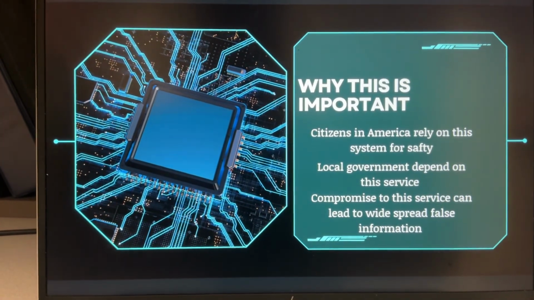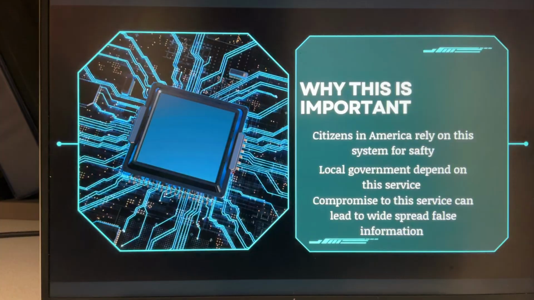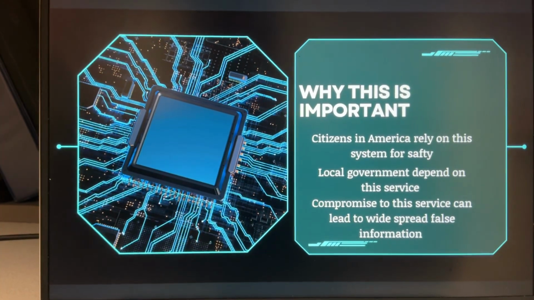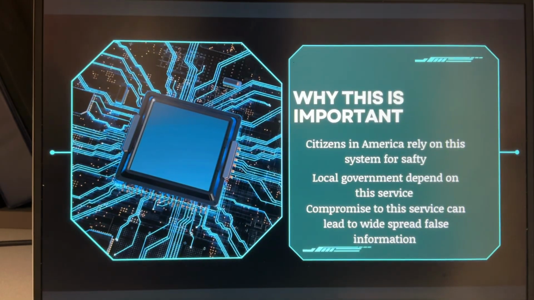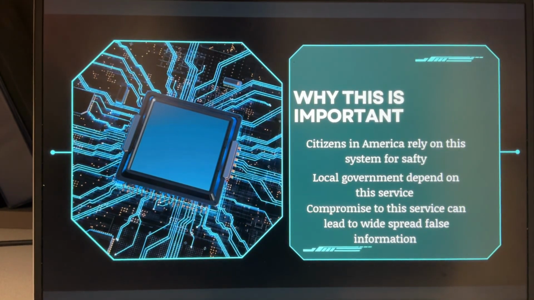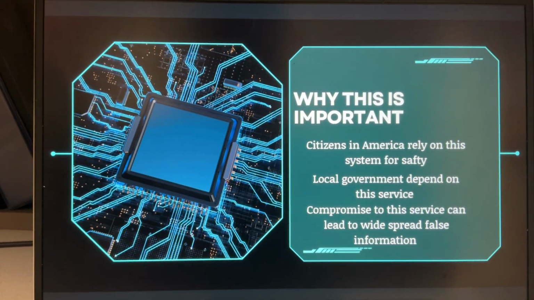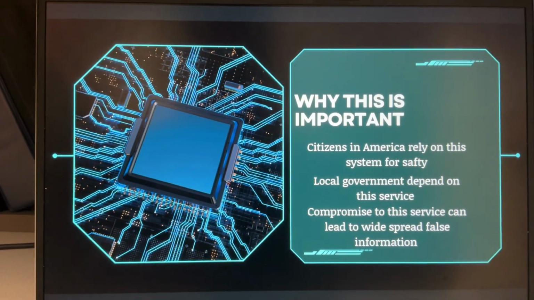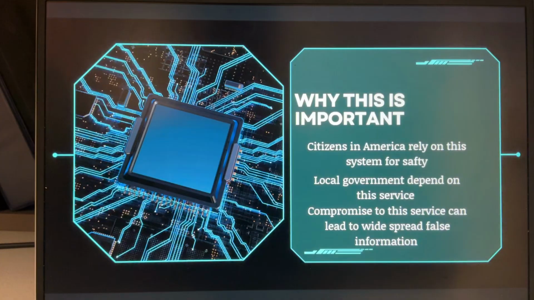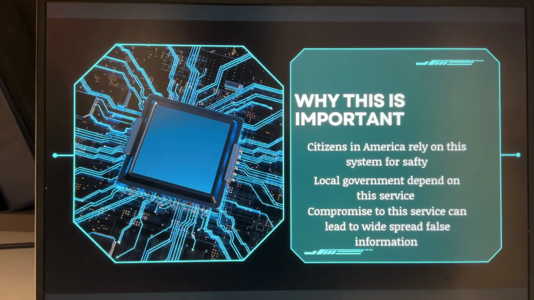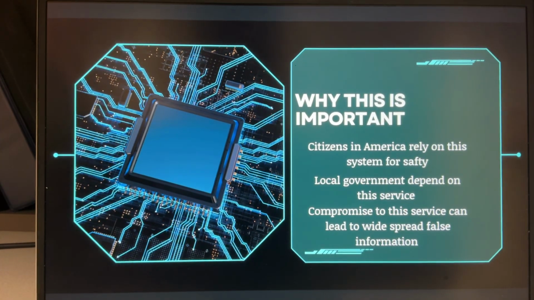Why is it important? Citizens in America rely on this system for everyday safety. Obviously, Amber Alerts are very important. They produce mass notifications if someone's in danger, or if you need to look out for someone who's on the run, something dangerous like that in your area. Local governments depend on this service, and compromise of this service can lead to widespread false information.